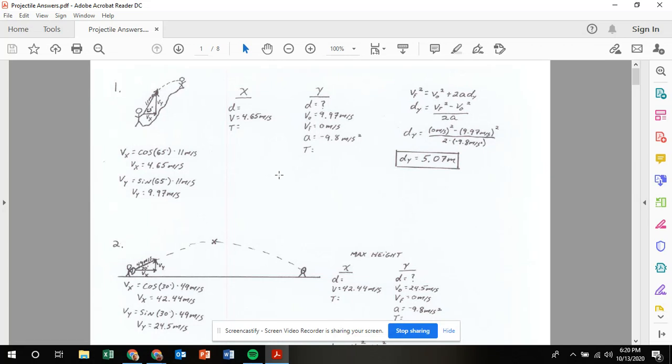This is a video going over the first page of the answer key to projectiles launched at angles. That'll be problems 1 and 2. Number 1: a rock climber throws a small first aid kit to another climber who is higher up on the mountain. The initial velocity of the kit is 11 meters per second.